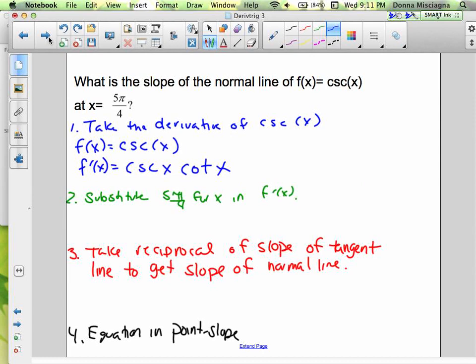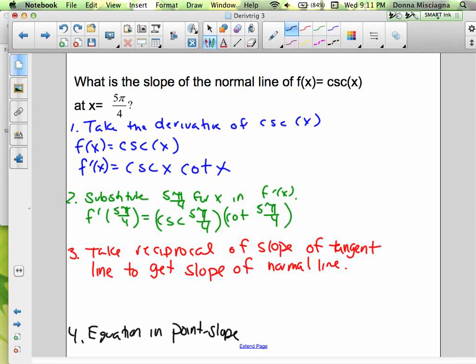But for right now, let's just apply what we've learned. All right, so we have our derivative there, and we need to evaluate. We have f prime of 5 pi fourths is equal to cosecant 5 pi fourths times cotangent 5 pi fourths. All right, and now we'll evaluate that.